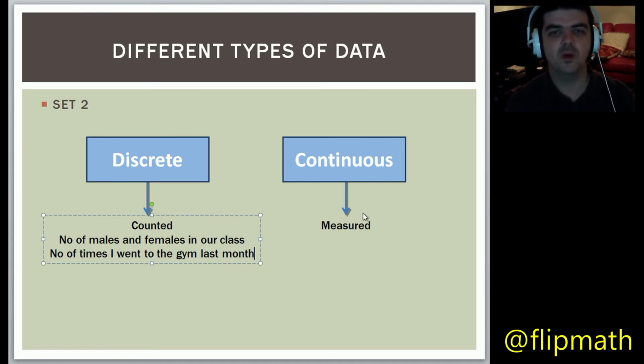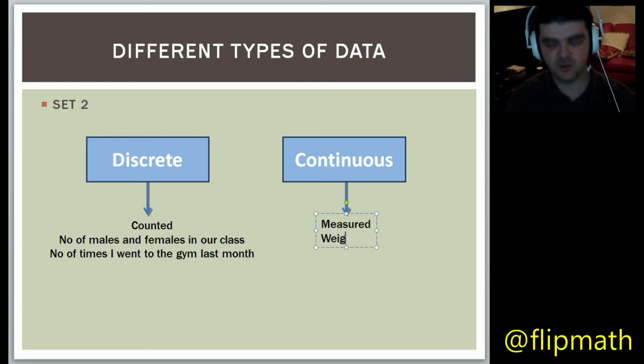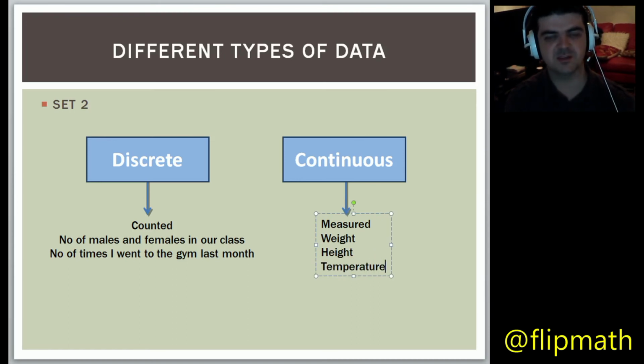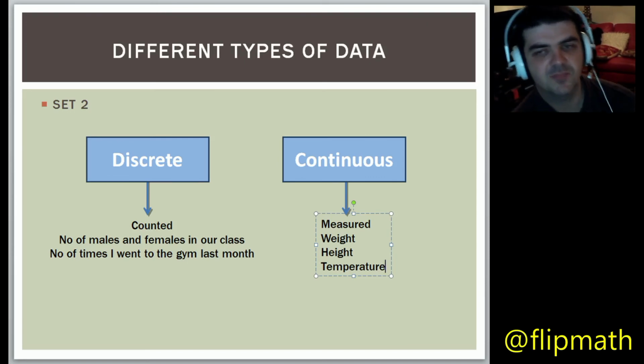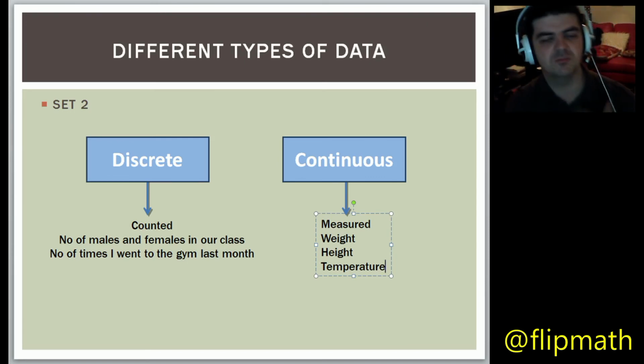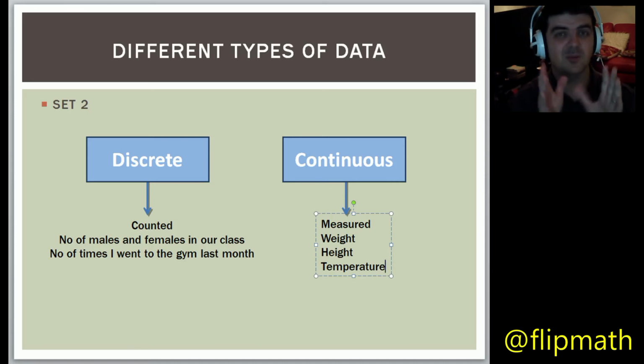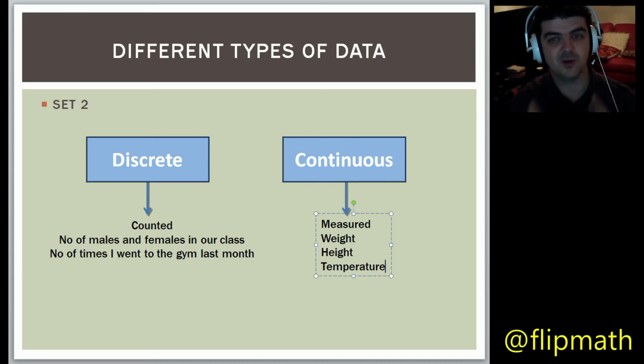Now, what is measured data? Well, measured data is things like your weight, your height, temperature, things that are measured on a scale, anything that you can measure. And again, like I said, we'll do some examples of this that will try and confuse you with some of the language we use. But if you think about exactly what it is you're being asked to count or measure, you'll get whether it's discrete or continuous.